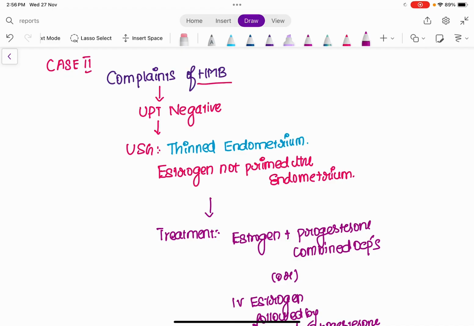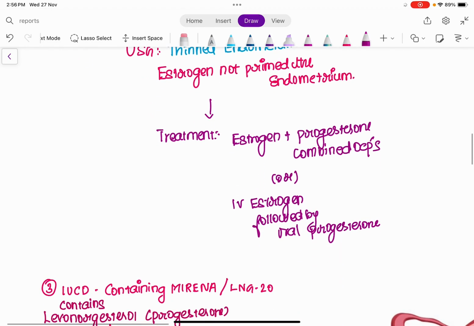So since the endometrium is very thin, it tells me that estrogen is not coming into play. So in such patients, the treatment is going to be estrogen followed by progesterone. Why? Because progesterone cannot act in a uterine endometrium unless it is primed by the estrogen. So first you give the estrogen followed by the progesterone.